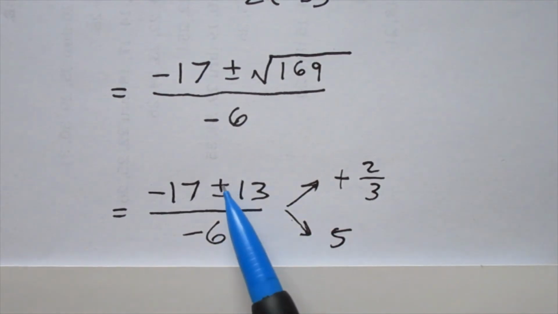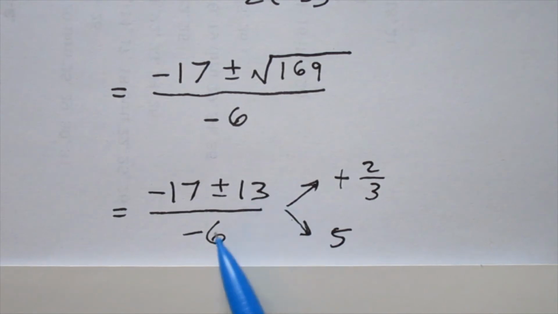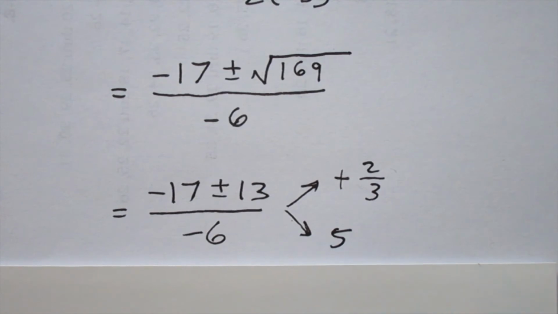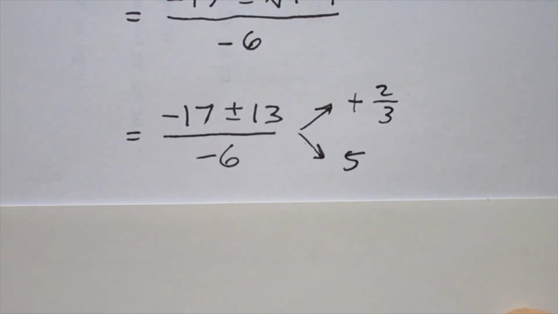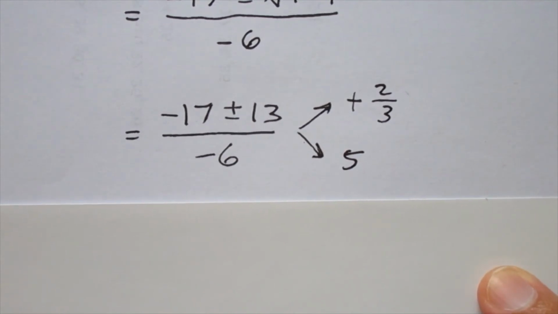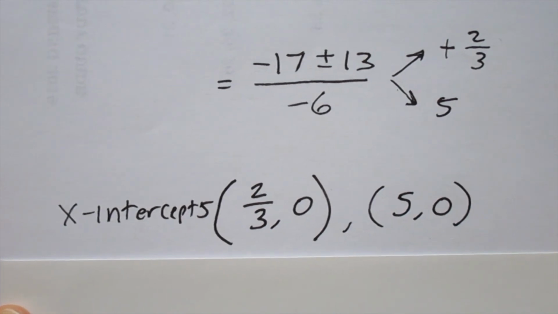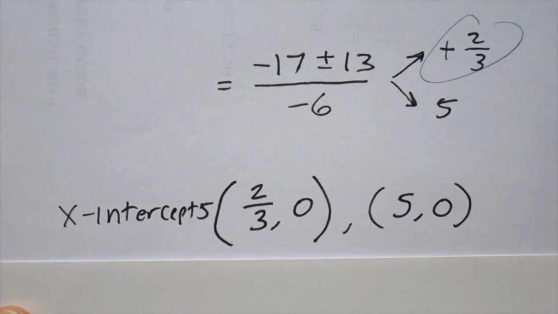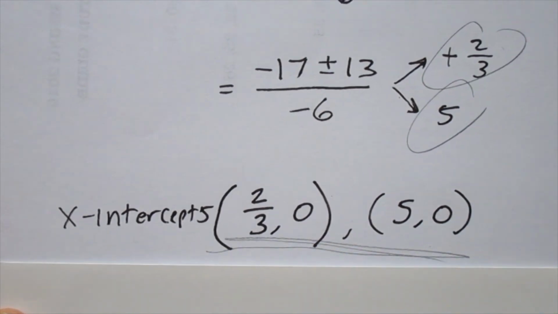If you use the plus sign, you'll have negative 17 plus 13, which is negative 4. Negative 4 over negative 6 is 2/3. If you use the minus sign, negative 17 minus 13 is negative 30. Negative 30 over negative 6 is positive 5. So this tells me what the vertices are. Not the vertices, I mean the x-intercepts, pardon me. The x-intercepts are 2/3 comma 0 and 5 comma 0. So these are the x-intercepts.